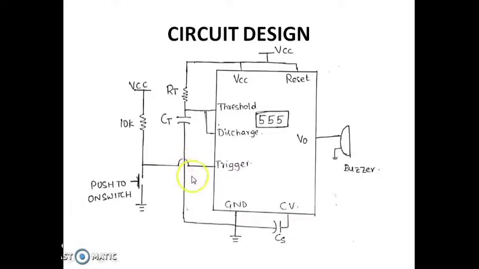Therefore at this point the output makes a transition from 0 volt to VCC and remains there for a predefined quasi state. At this point of time the capacitor charges from 0 to VTH and the buzzer will be on. Here we don't use the control voltage and this capacitor is used for stability purposes. Since we need the buzzer to buzz for 10 seconds, we need to calculate the resistance and capacitance values.